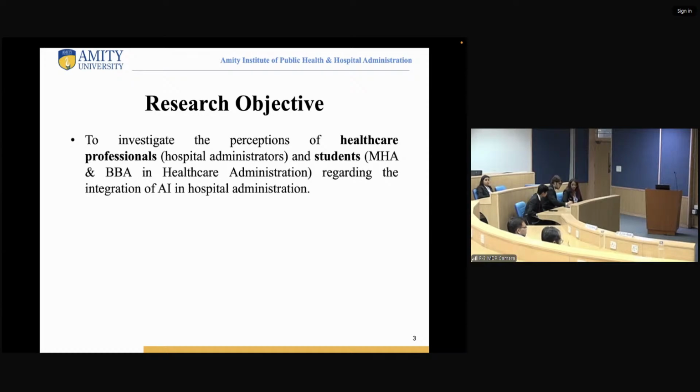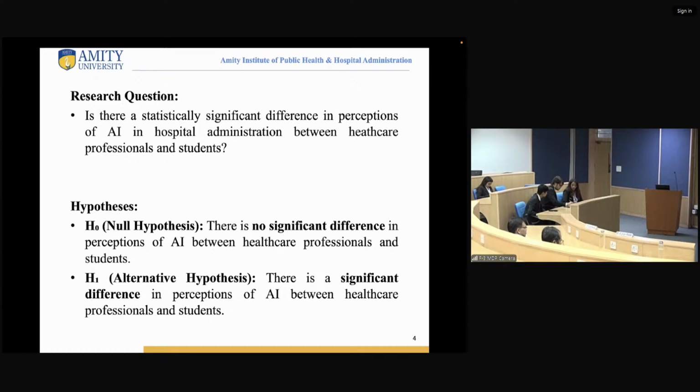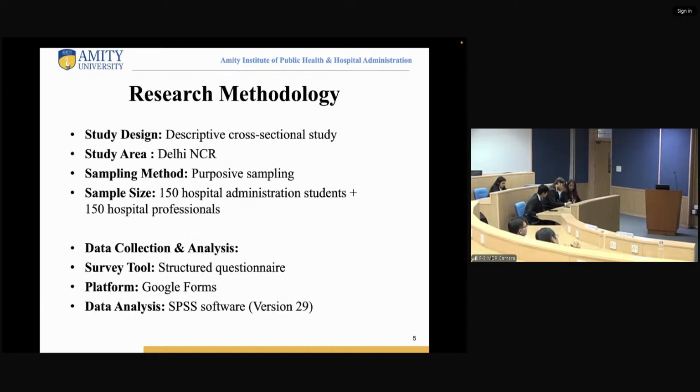The research objective for this paper was to investigate the perception of healthcare professionals, that is hospital administrators, and students from the final year of MHA and BBA healthcare administration courses regarding the integration of AI in hospital administration. The research question was to figure out if there's a statistically significant difference in perception of AI amongst both of these groups. The null hypothesis says that there's no significant difference, whereas my alternate hypothesis says that there's a significant difference in perception.